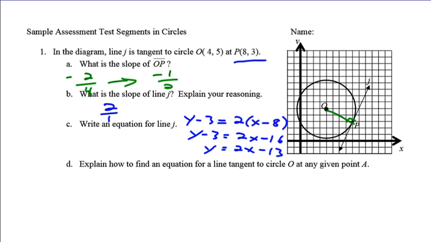And that process will be the same for any line through any tangent point to any circle. Find the slope of the radius to that tangent line. Convert the slope to the perpendicular slope. Use that slope with the given point.